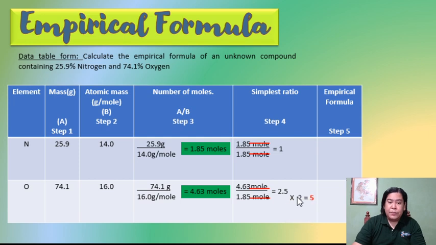So, that is 2. You multiply it by 2, then you will get 5. Pag nag-multiply kayo ng 2 dun sa isang element, you will multiply also the other element doon sa ginamit nyong number, which is 2. So, you multiply 1 by 2 and then you will get 2. 2 and 5 then will become the subscript of your empirical formula. So, your empirical formula for nitrogen, that is 2, and then for oxygen is 5. You name this as dinitrogen pentaoxide. So, that's it. So, ganun lang siya kasimple.